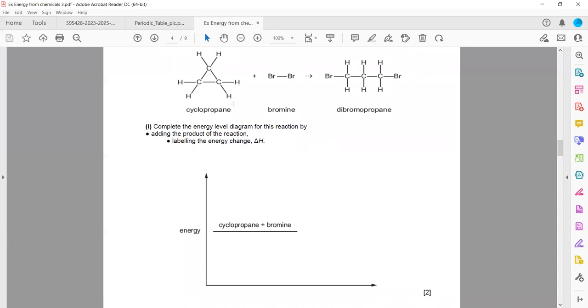So when we show the position of the product, dibromopropane, it should be below, because the reaction is exothermic. If the reaction is endothermic, like if the same question was there and they said the reaction is endothermic, then we'd draw that above. And because they write the name, we don't have to write a formula, we will write the name of the product, that is dibromopropane.